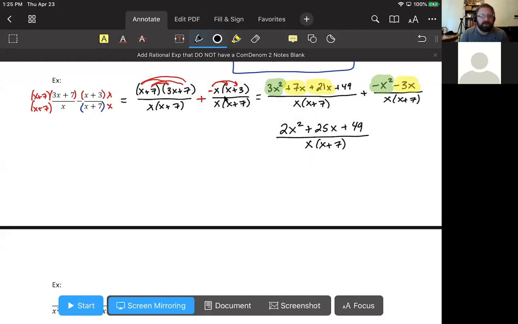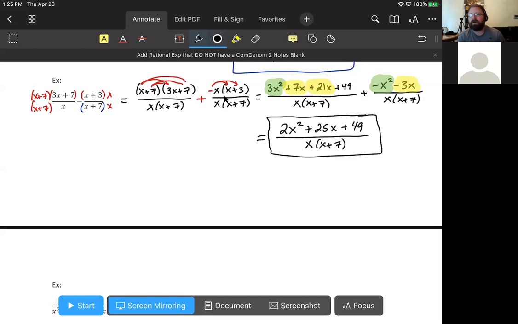Again, we need to do a quick check to make sure there are no factors of 2 times 49, which would be 98, that add to 25. There are not. 98 is 2 times 7 times 7, so the only options there would be 14 times 7, which does not add to 25, or 49 times 2, which does not add to 25. So once again, we check, but it does not reduce, and that is our final answer.